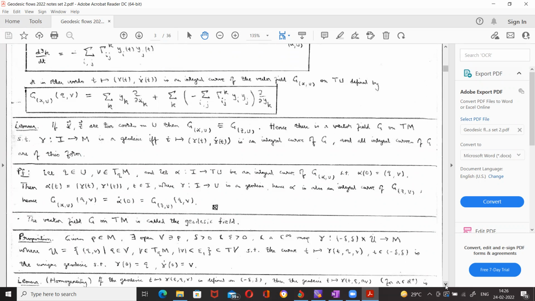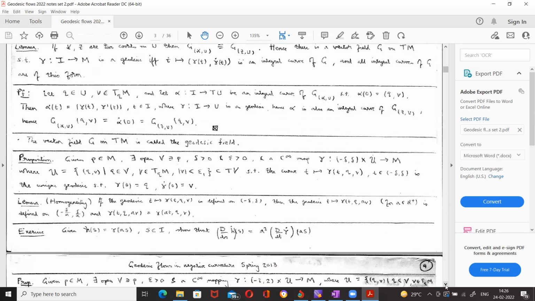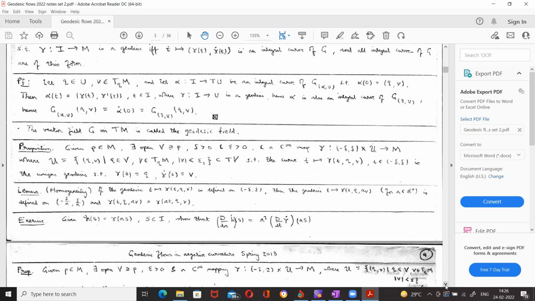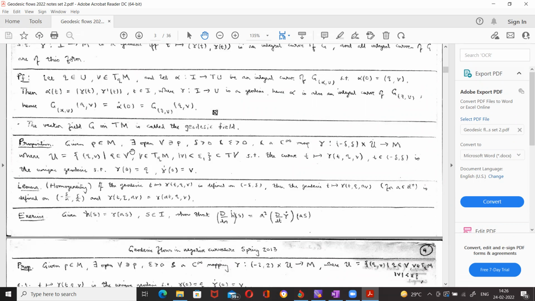So now we get immediately as a corollary, by the local existence and uniqueness theorem for vector fields on a manifold, which follows from the local existence uniqueness theorem for ODEs in Rn, that given a point P in M, there exists an open neighborhood V of P. There exists delta positive and epsilon positive, and there exists a C infinity map, a smooth map, gamma, from the interval minus delta comma delta cross a subset of the tangent bundle script U into M, where script U is the set of tangent vectors Q comma V, where Q is a point in V, V belongs to TQM, and the norm of V is less than epsilon.